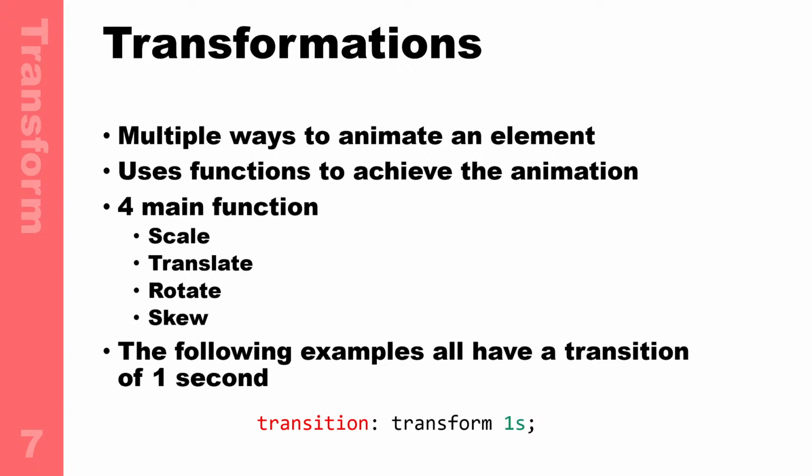So again, transformations, we combine them with transitions. Why? Because when you hover over a button, you want to rotate it 90 degrees. How long does it take for it to rotate? In this case, as you can see at the bottom, it will use a transition of 1 second.